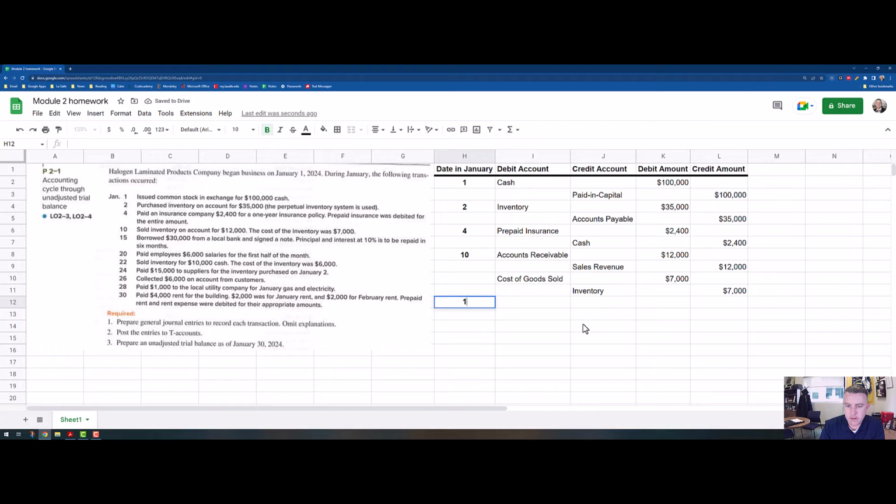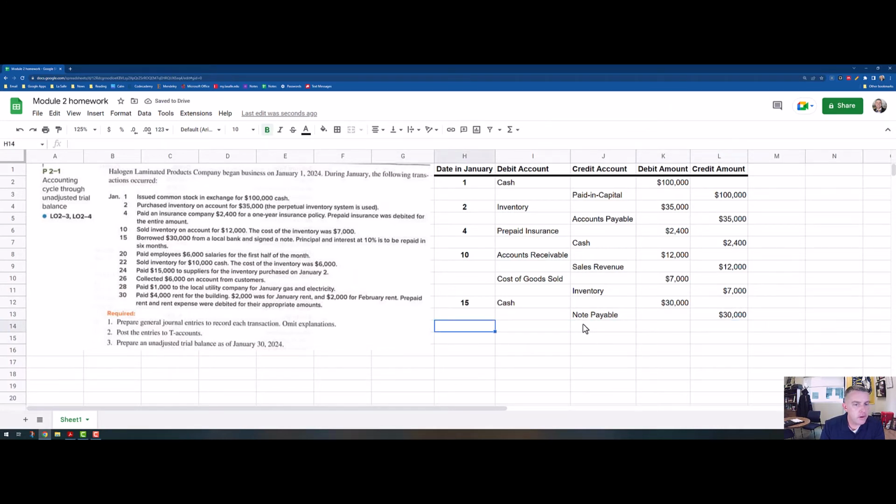The 15th. Borrowed $30,000 from a local bank and signed a note. So we're going to say cash, right? And we're going to say note payable, $30,000. All right.